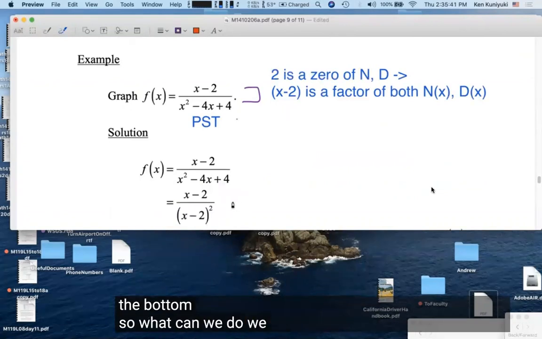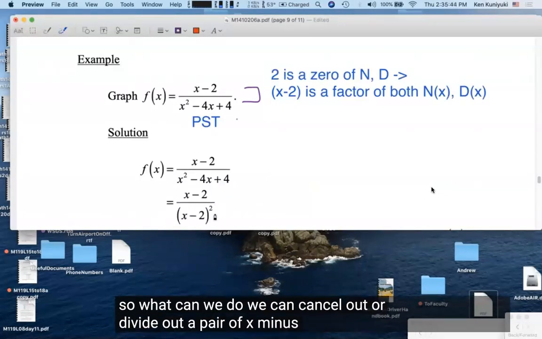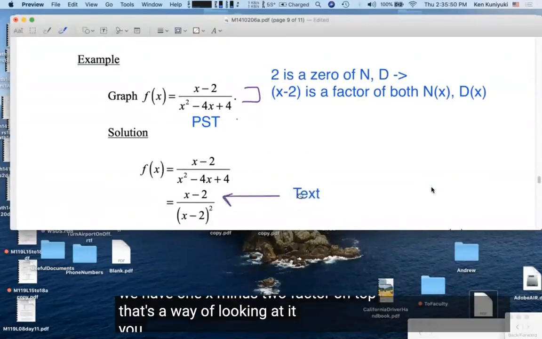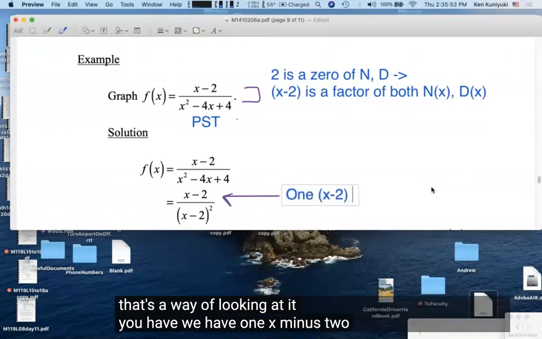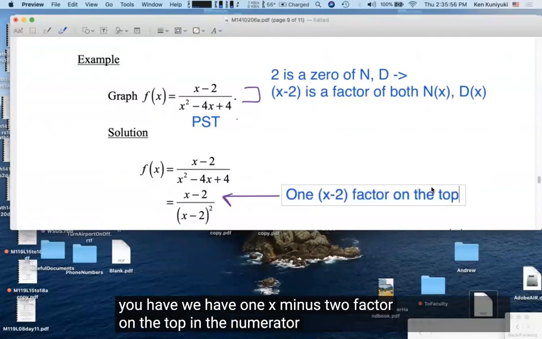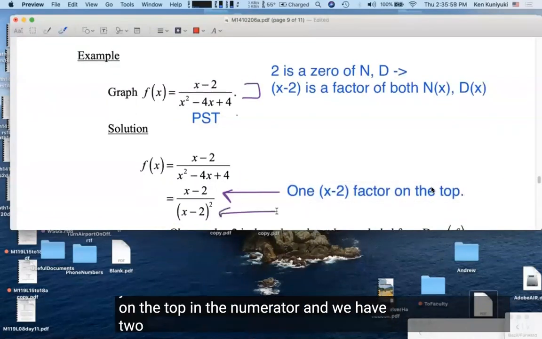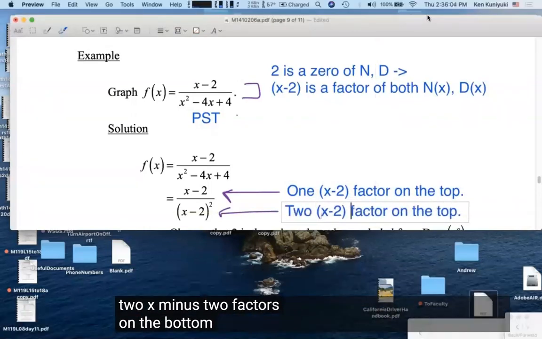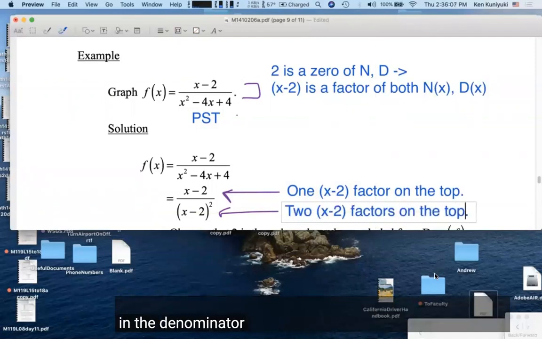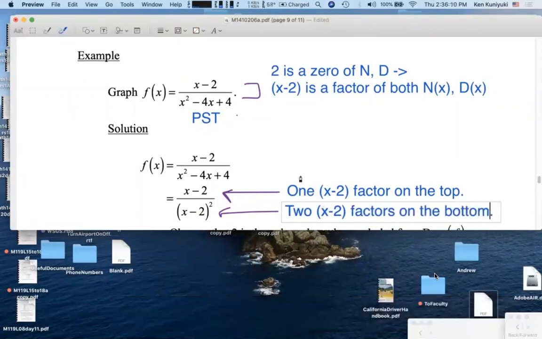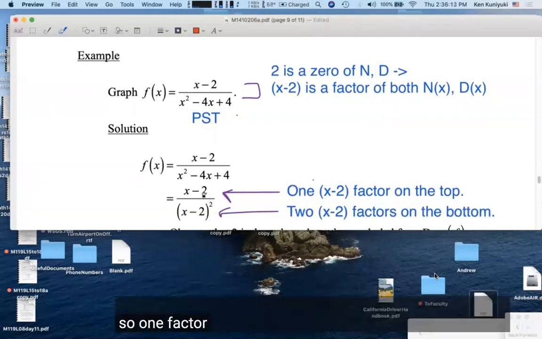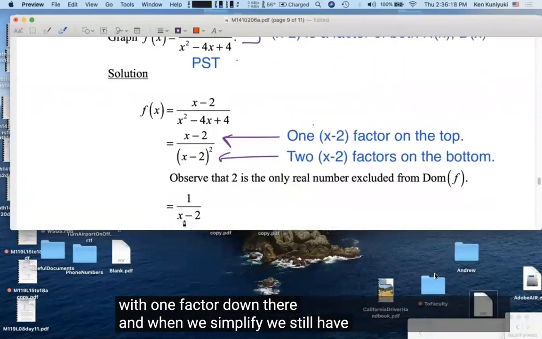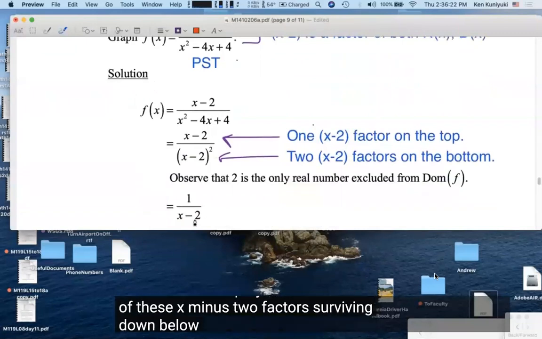So what can we do? We can cancel out or divide out a pair of x minus 2's. That's a way of looking at it. We have one x minus 2 factor on the top in the numerator, and we have two x minus 2 factors on the bottom in the denominator. So one factor up here can cancel out with one factor down there. And when we simplify, we still have one of these x minus 2 factors surviving down below.